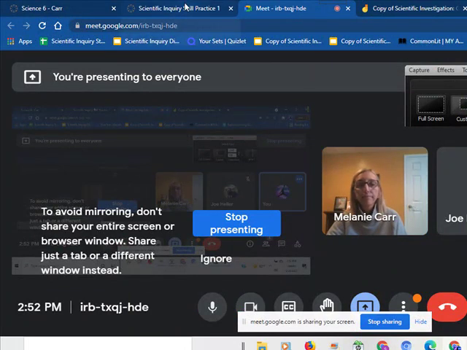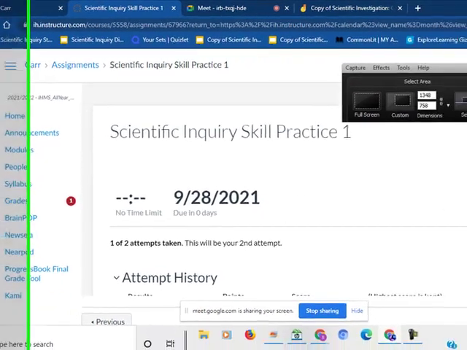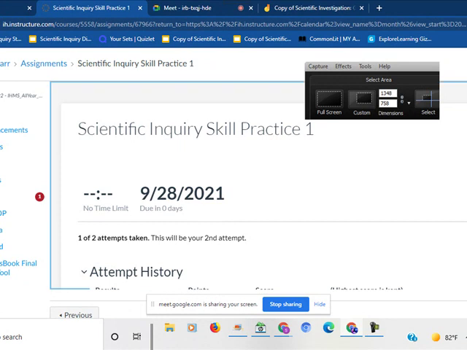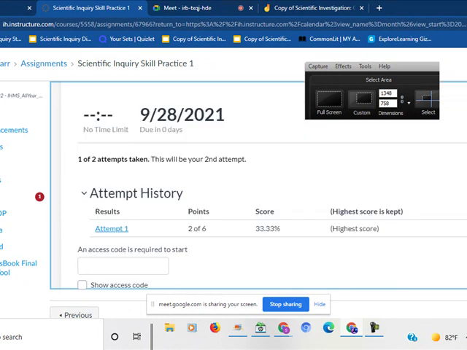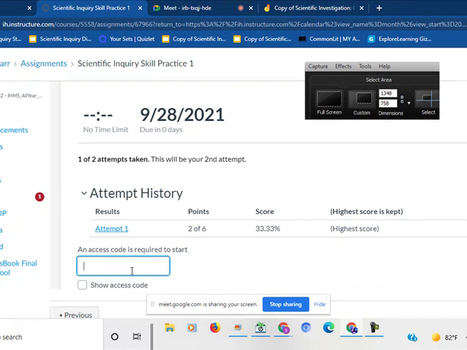Sorry, something happened. Oh, alright. Okay. There it is. Alright, and it's still going to be the same code. Okay, no capitals, right? No capitals, yeah.